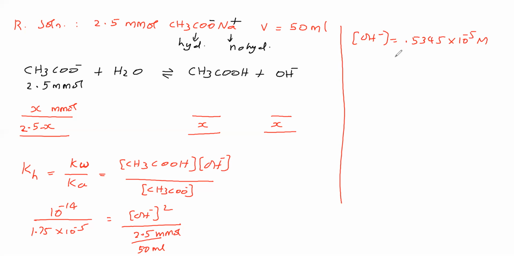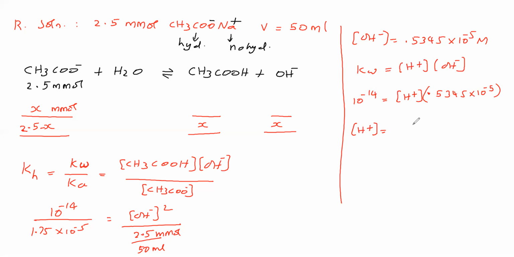From this we have to get the H plus concentration in order to find pH. Now we take Kw equal to H plus into OH minus. Kw value we substitute, that is 10 power minus 14, equal to H plus concentration into the OH minus value 0.5345 into 10 to the power of minus 5. From this, the H plus concentration is 1.87 into 10 to the power of minus 9. From this we go for pH. pH is equal to 8.73.